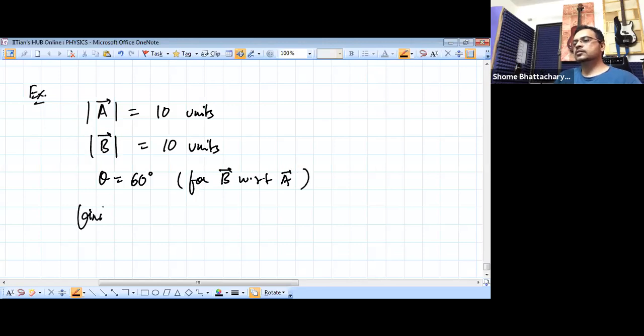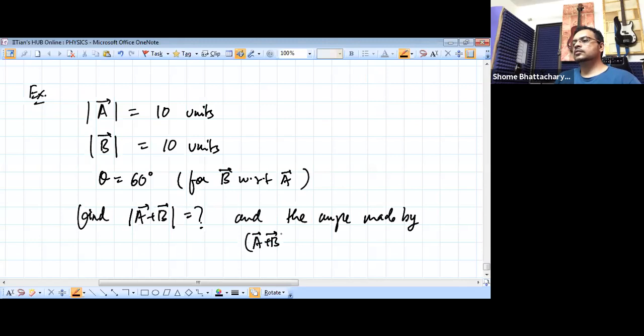So you want to find magnitude of A plus B, and the angle made by the vector A plus B with respect to the vector A. That angle is suppose alpha. You want to find that. Okay. So we will first do this problem by formula without doing any construction.